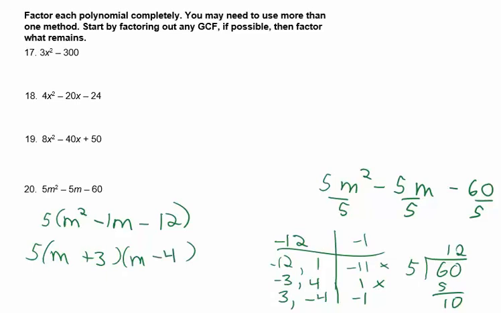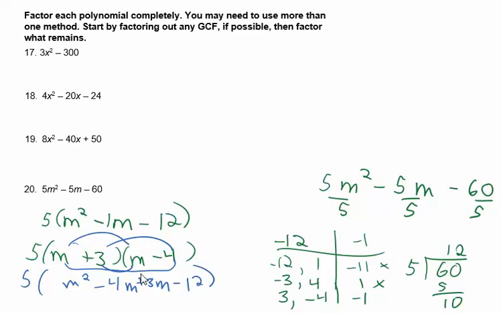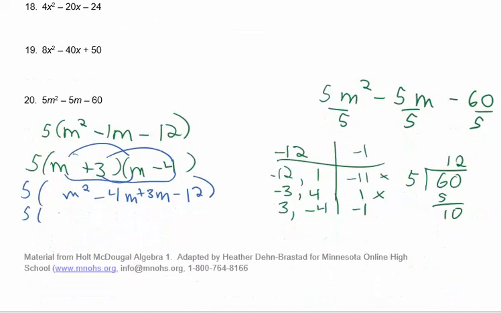And then don't forget the most important step is to check. So I'd have 5 times m squared. The outer would be minus 4m. The inner would be plus 3m. And the last times the last would be minus 12. And then we add our like terms. That would be minus 1m minus 12.